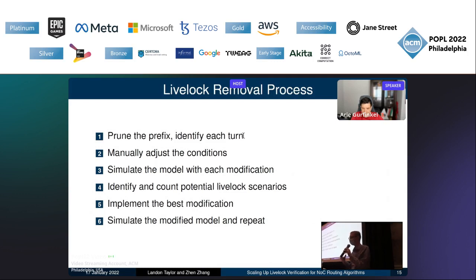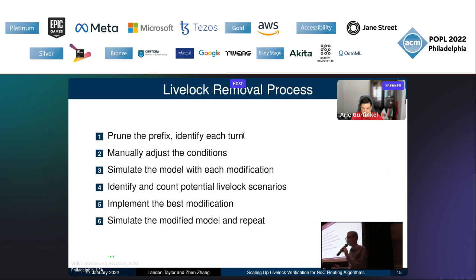So we prune the livelock prefix and identify every turn in the livelock pattern. We then go through and manually adjust the conditions for the routing algorithm to help us eliminate livelock. And we decided to keep this process manual because when it returns many different livelock scenarios, a user can see, maybe there's an issue with every livelock involving a left turn with a certain link configuration.